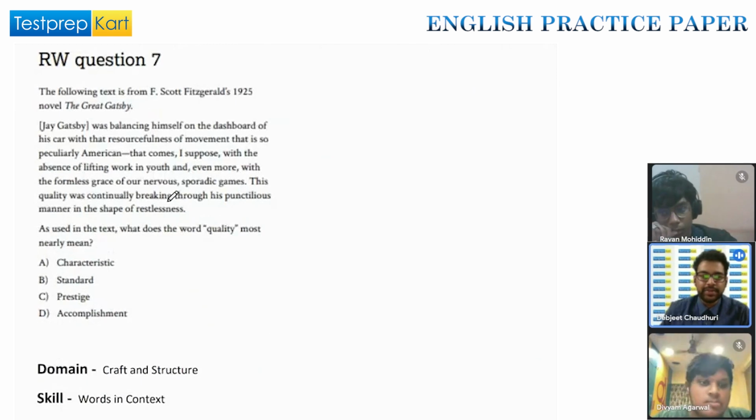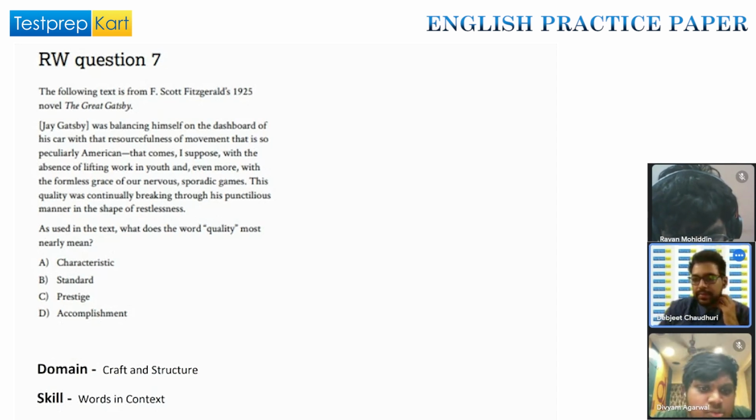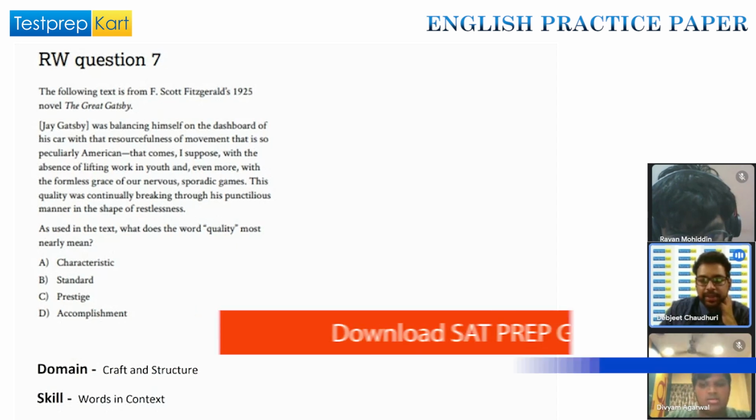Another vocabulary question. You guys are good at vocab, so I'm going to give you 20 seconds this time. The time starts now. All right, time's up. Type in your answers.